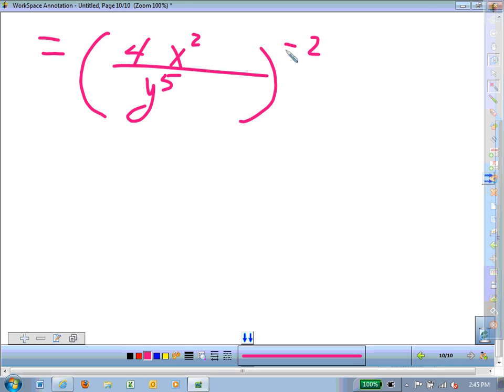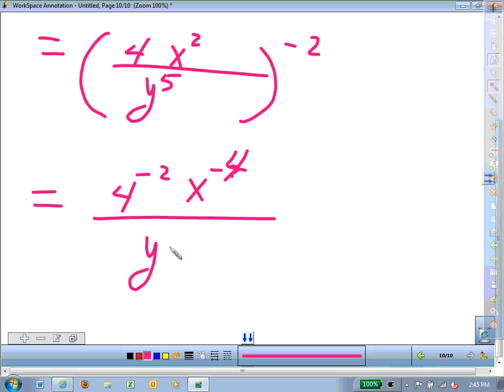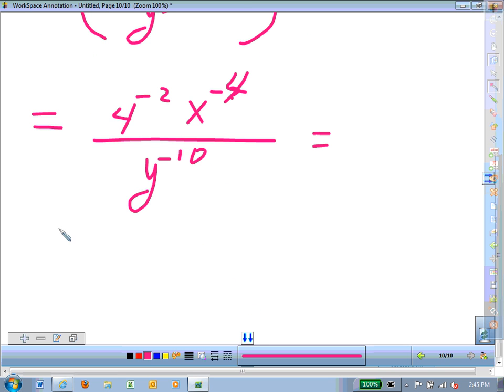So, but I could have worked with this minus 2 first, either way. Once I've done that, then I can distribute. This would be minus 2 factors of the 4, minus 2 factors of the x squared, minus 2 factors of y to the 5th. At that point, I might consider that 4 squared. I know what that is. So probably go ahead and write 1 over 16 since it's a negative exponent.